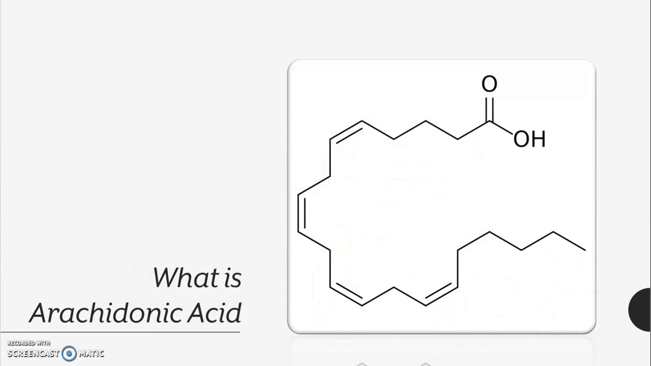What is arachidonic acid? An important family of regulatory molecules is derived from arachidonic acid, which is a carboxylic acid with a 20-carbon chain and 4 cis double bonds. The first double bond is located at the 6th carbon from the omega end. These regulatory molecules collectively are often called the eicosanoids.